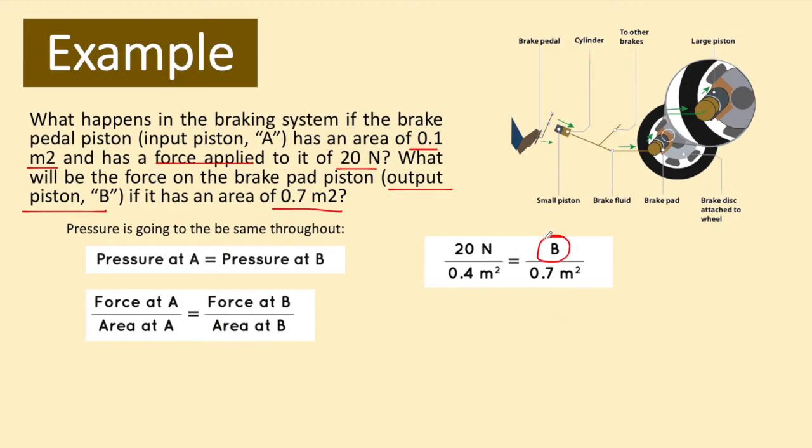the B by itself, right? So it's just simple algebra. So I'm dividing here, so I need to multiply both sides by 0.7 meters squared. Okay, so these would cancel each other out there.